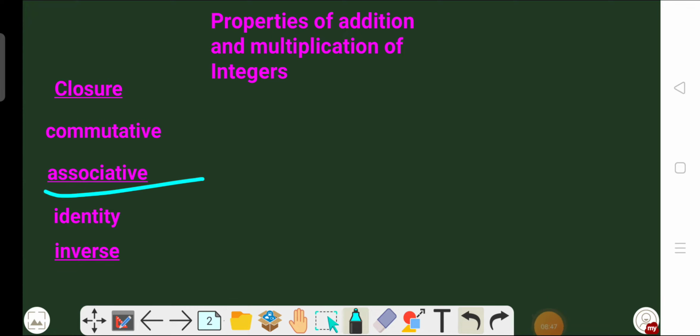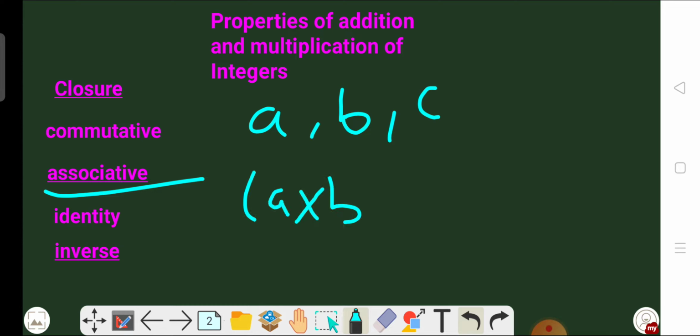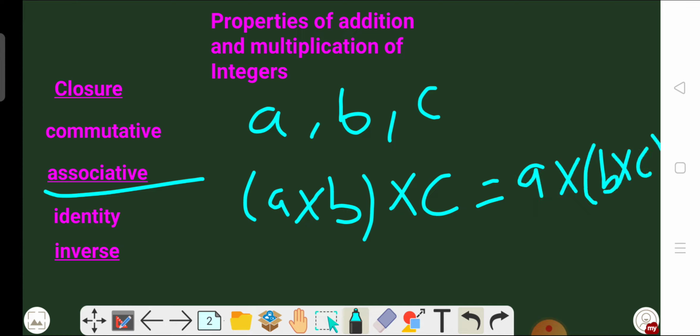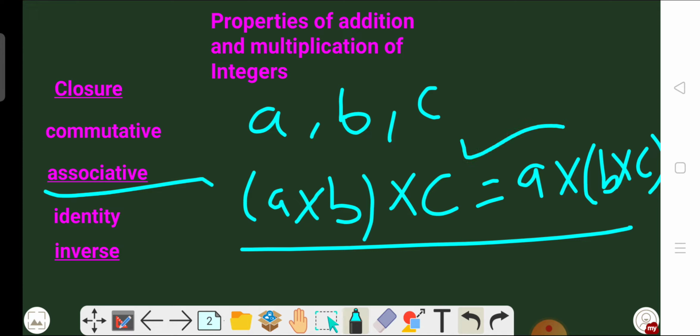Now associative. In case of associativity, we have three integers a, b, c. a multiplied by b firstly and then by c is equal to a multiplied by b multiplied by c. This is the associative property, and this property is satisfied by integers.